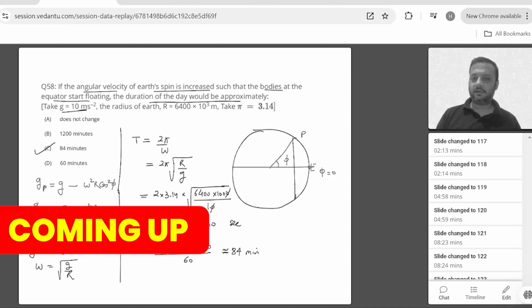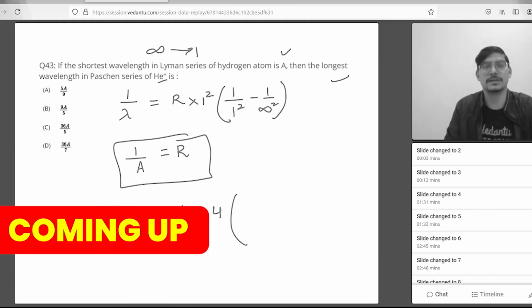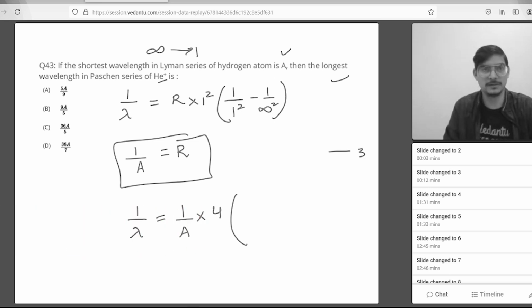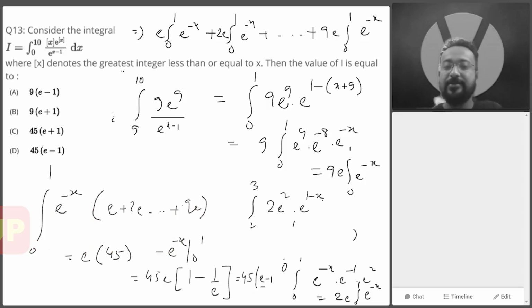If you dig a tunnel in the earth like this, and if you release a particle at the point P. For Paschen series, the electron drops in the third orbit, right? Lyman, Balmer, Paschen. 1 by E. Yes. So finally we get how much? E cancels. So 45 times E minus 1.